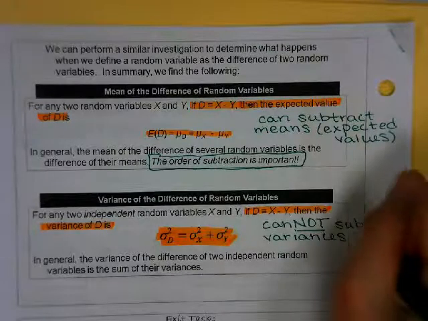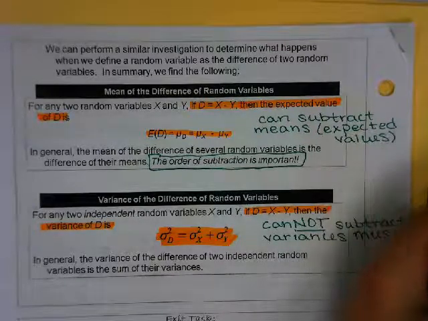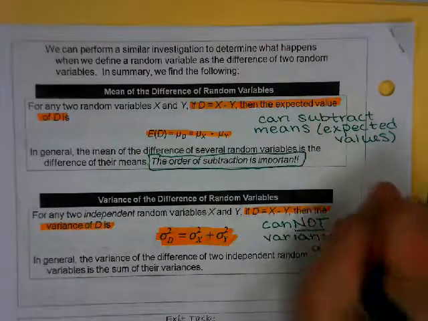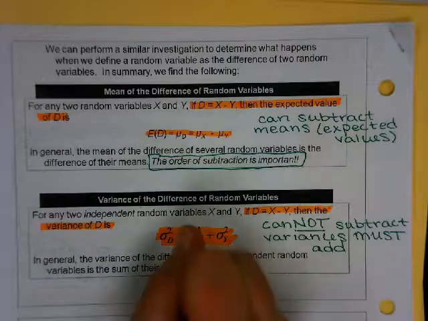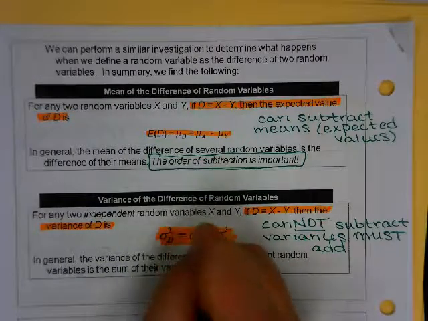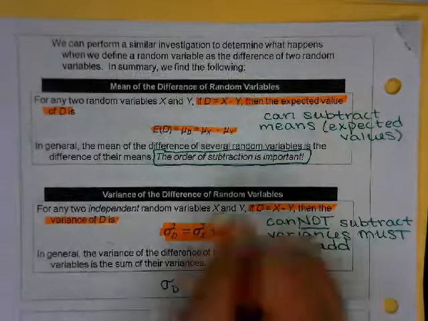So the standard deviation of D would still be the square root of the variance of X plus the variance of Y.